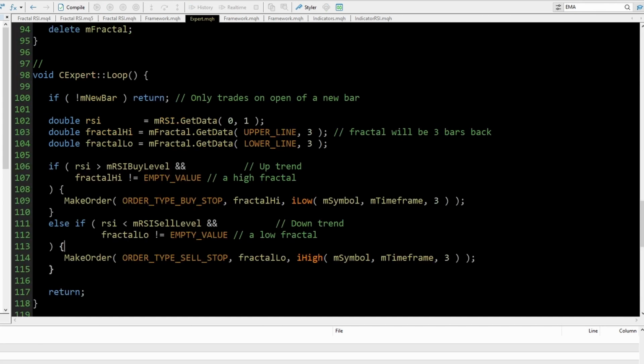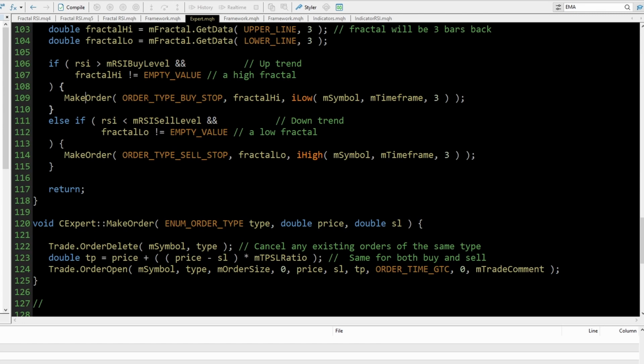So now let's make the second change, which instead of placing buy stops and sell stops in this make order, you can see I'm passing in order type buy stop or sell stop. The second change is to wait until the bar closes, and if it closes above the buy level or below the sell level, then I'll buy or sell. And all of the changes for that happen inside the expert. There's no further change to be made to the Fractal RSI.